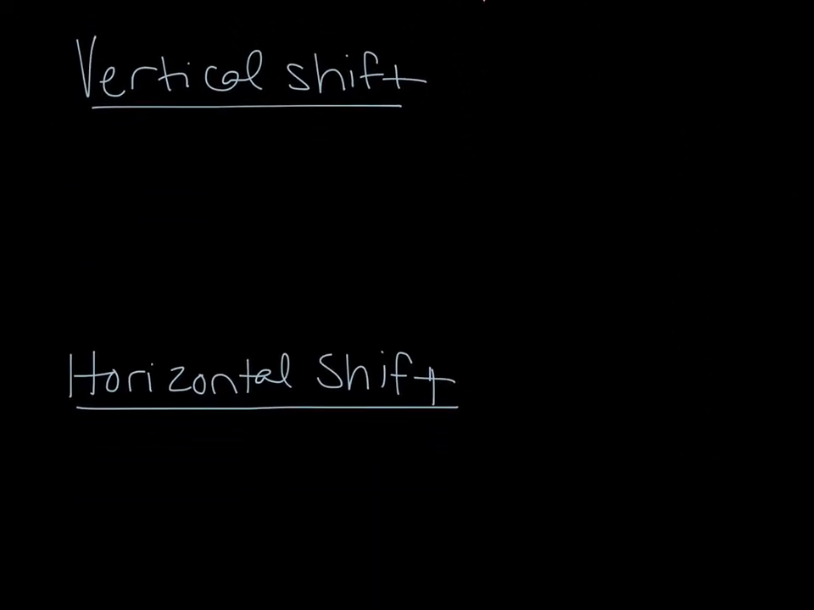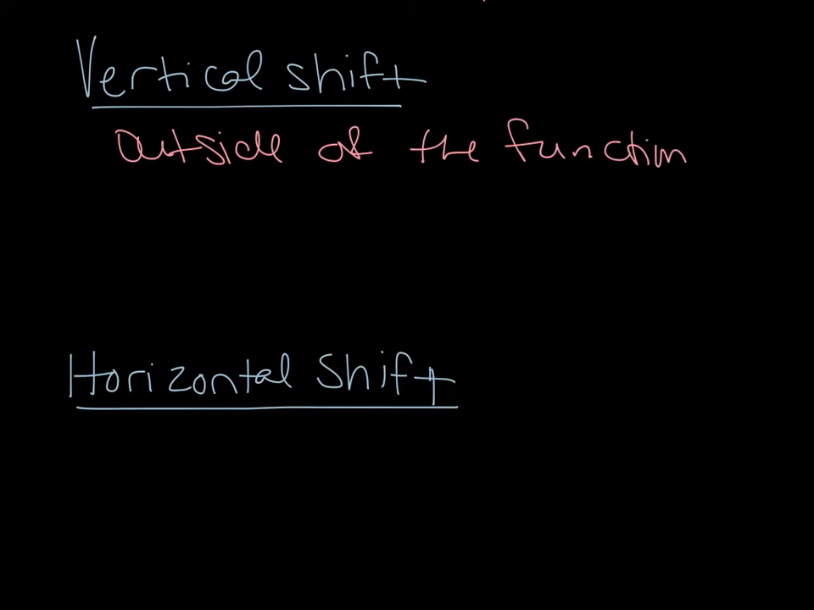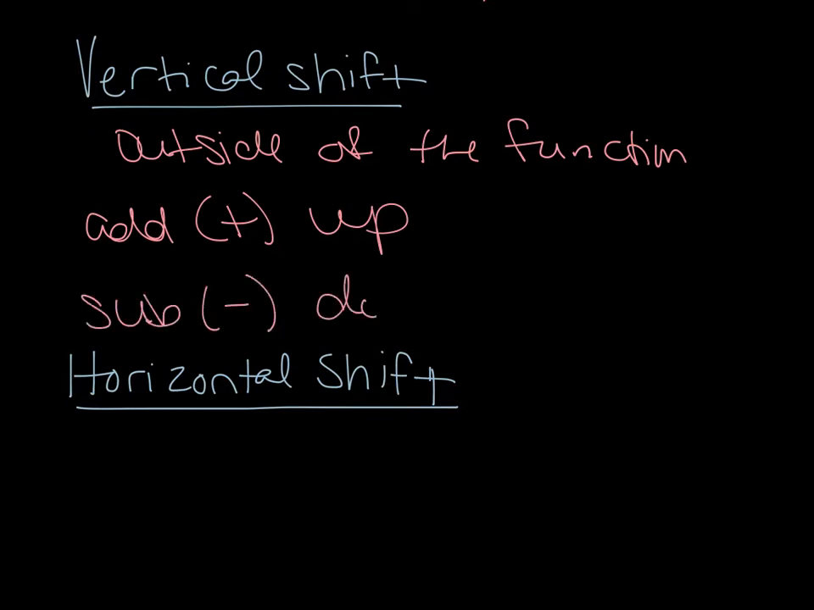This is when you're actually moving the graph. For a vertical shift, that means you would be on the outside of the function. When you add, you're moving up, and when you subtract, you're moving down. So an example would be x squared plus 1. This would be up 1.